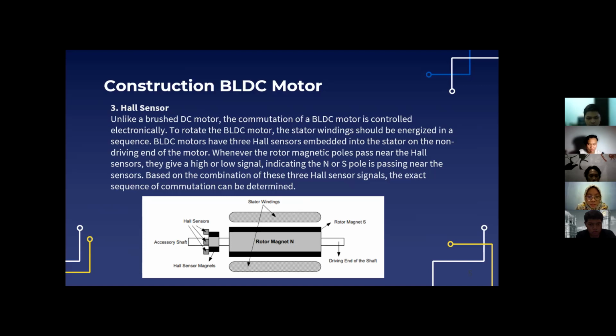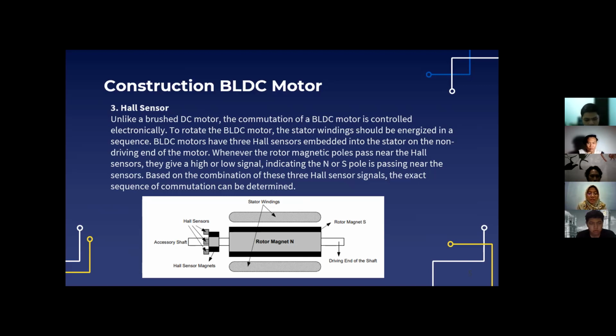Whenever the rotor magnetic poles pass near the Hall sensor, they give a high or low signal, indicating that the N or S pole is passing near the sensor. Based on the combination of these 3 Hall sensor signals, the exact sequence of commutation can be determined.